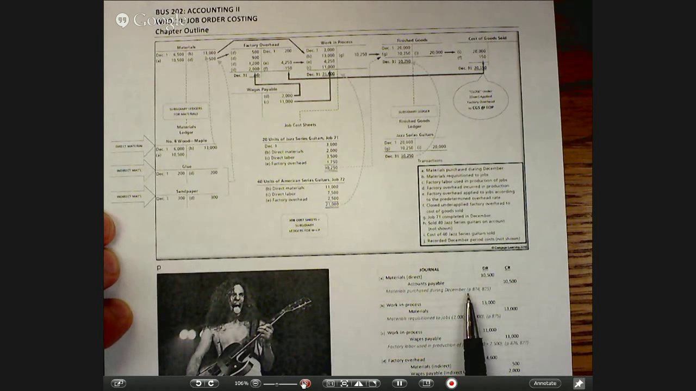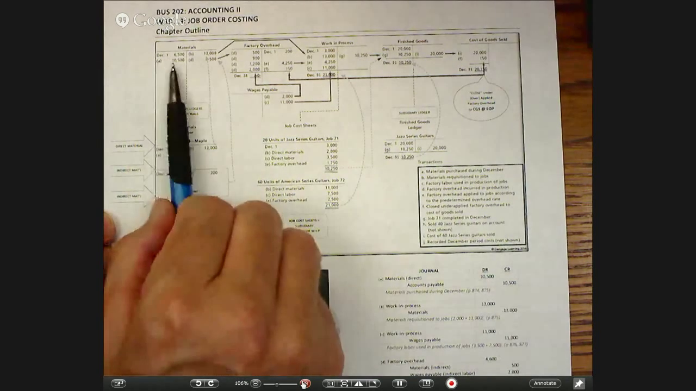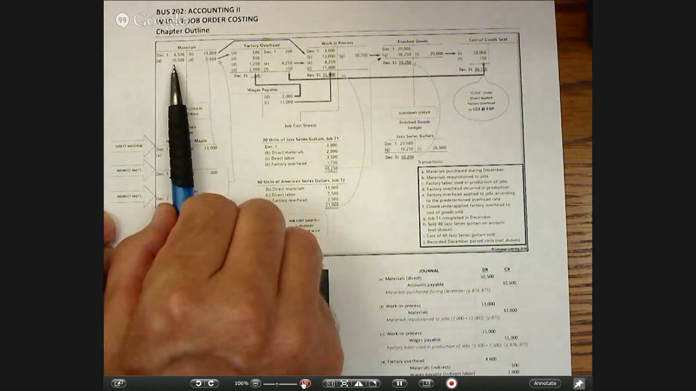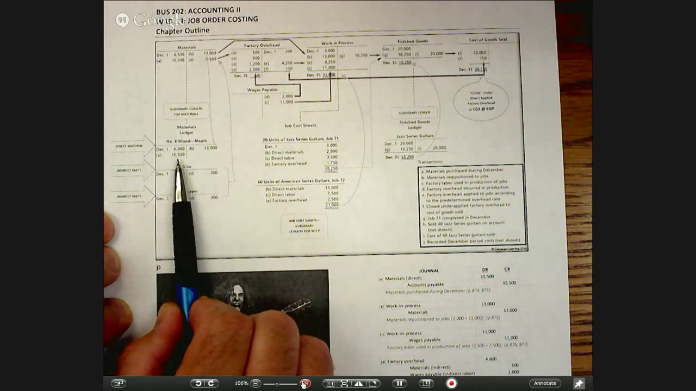Beginning of materials was $6,500, and as you see on page 875, the company purchased $10,500 worth of material. So the entry that would be made would be an increase or debit to direct materials and a credit to accounts payable. This would be shown as a left-hand or debit entry to the materials account. Also, the subsidiary ledger, Maplewood, would be increased by the same amount.